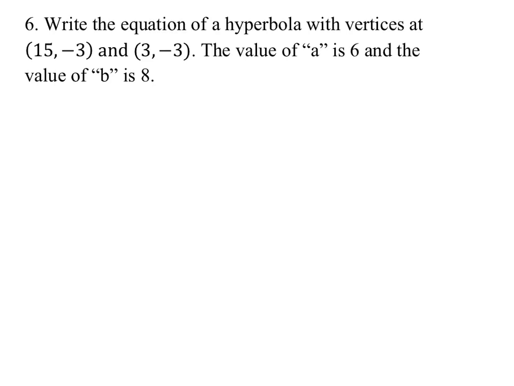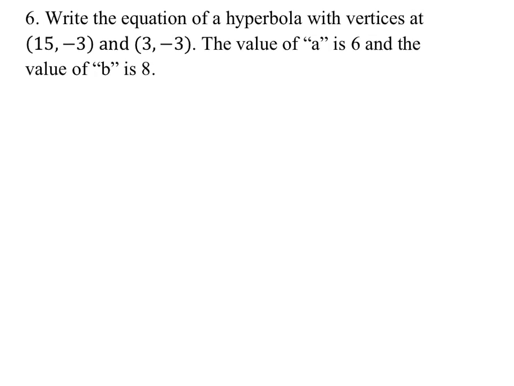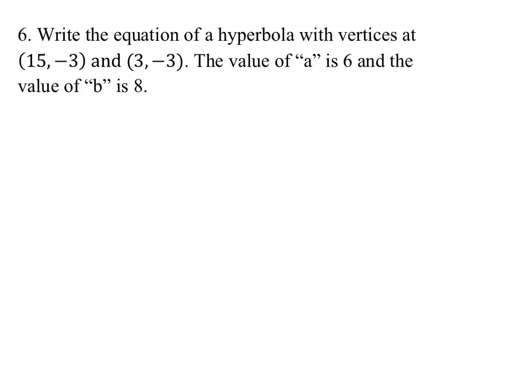All right, for the next problem, it's write the equation of the hyperbola with vertices at (15, -3) and (3, -3). The value of a is 6 and the value of b is 8. Since we already know the value of a and b, really all we need to find is the point in between these 2 points. So we can use the midpoint formula for that.